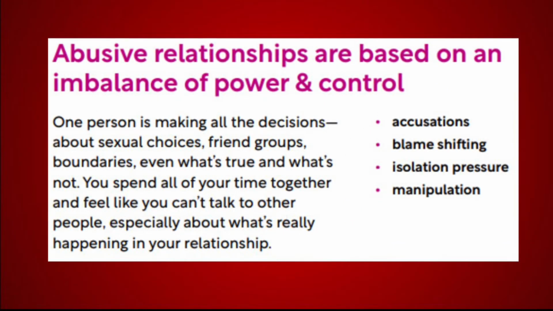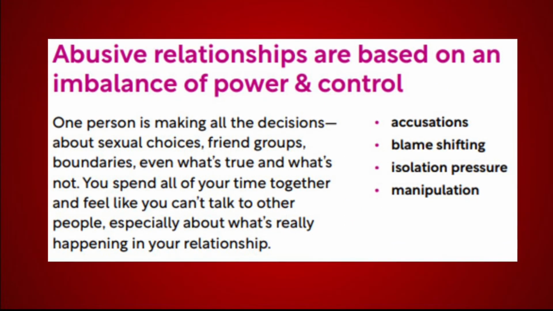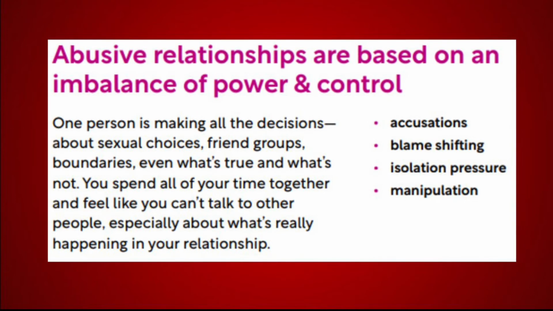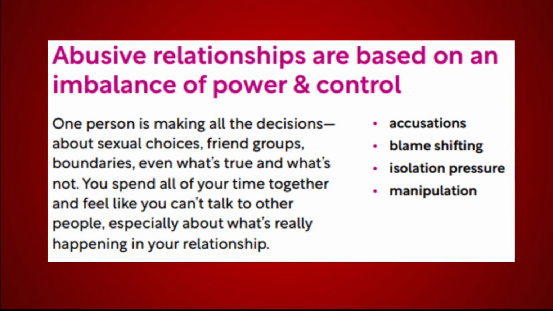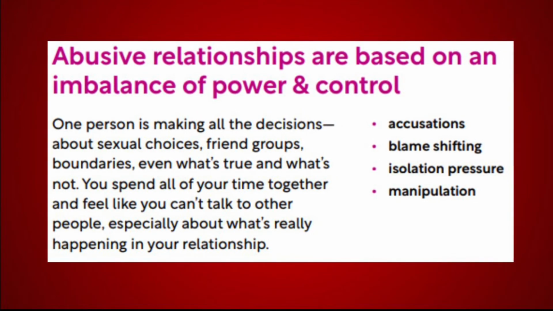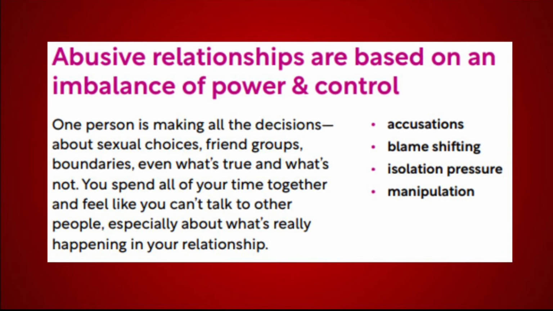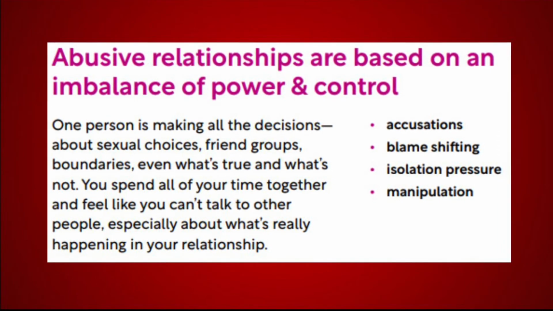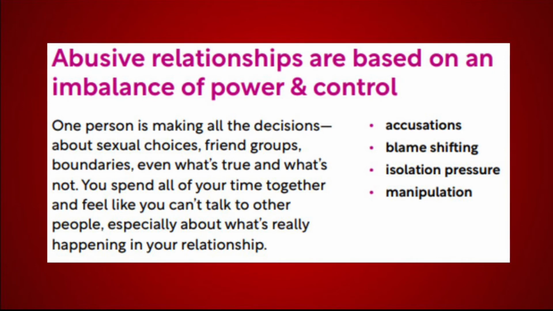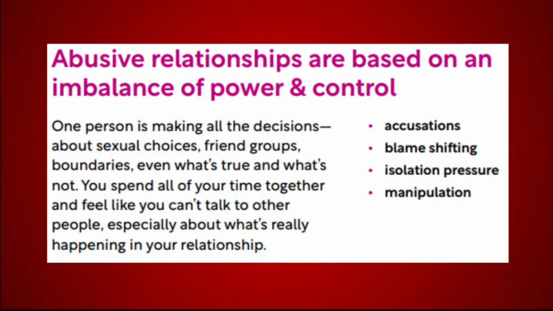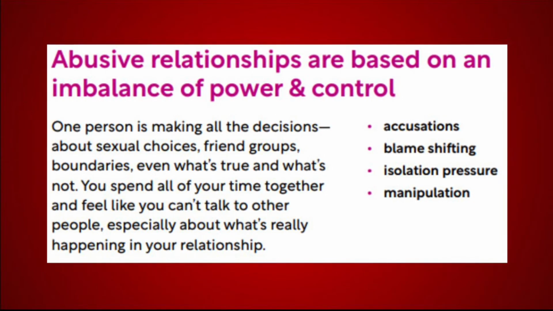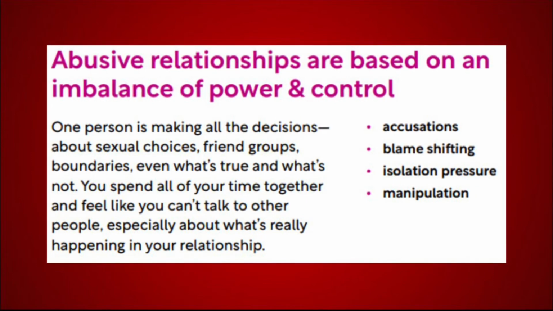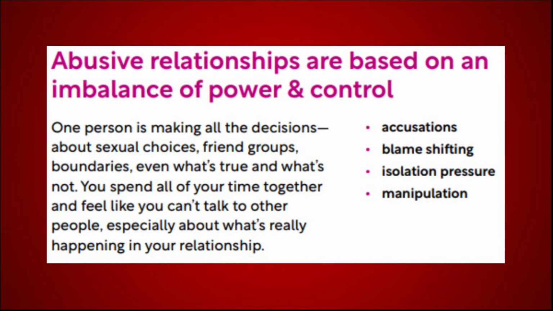Abusive relationships are based on an imbalance of power and control. One person is making all the decisions about sexual choices, friend groups, boundaries, even what's true and what's not. You spend all of your time together and feel like you can't talk to other people, especially about what's really happening in your relationship. Some of the key notes are accusations, blame shifting, isolation, pressure, and manipulation.